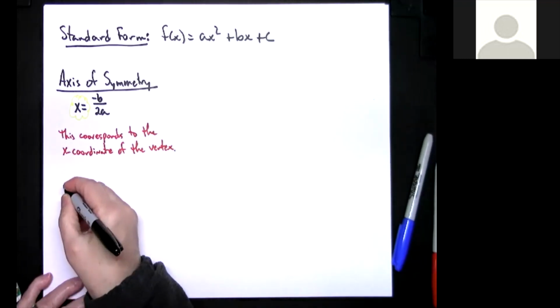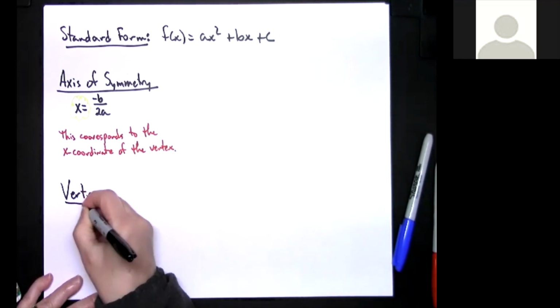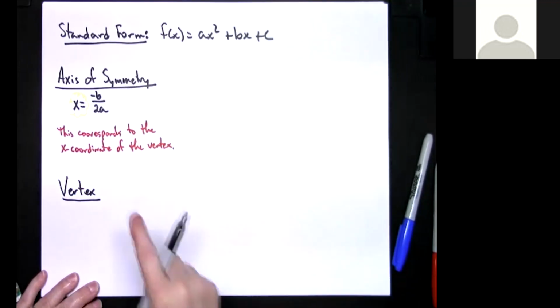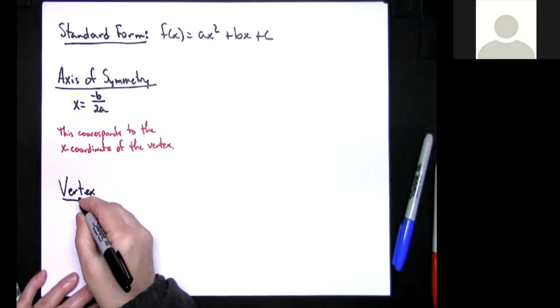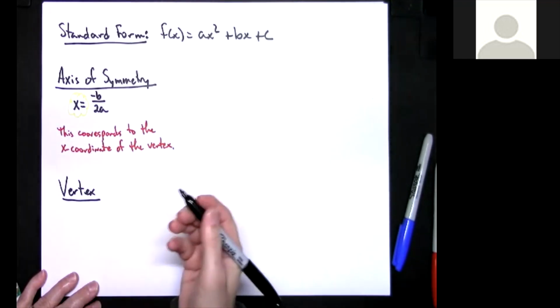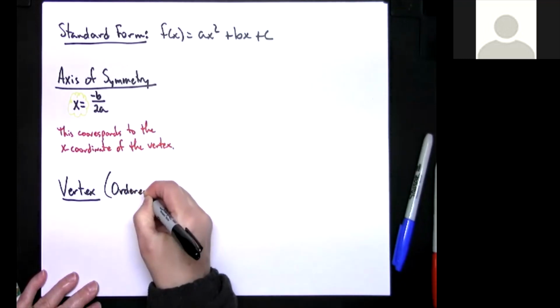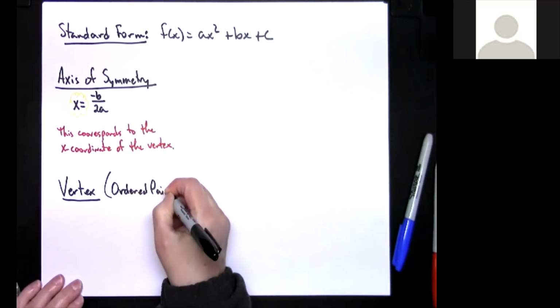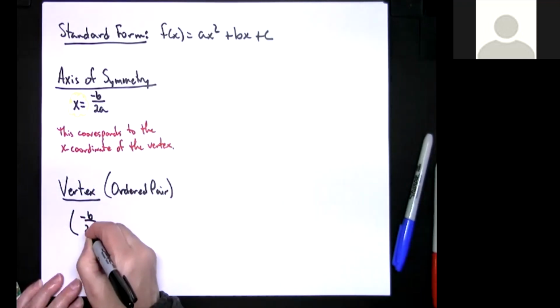Now, the formula for the vertex. I can actually put it in formula form. This right here is the x coordinate. And the vertex is an ordered pair, right? It's an xy ordered pair. Let's write ordered pair. So that first coordinate is going to be negative b over 2a.